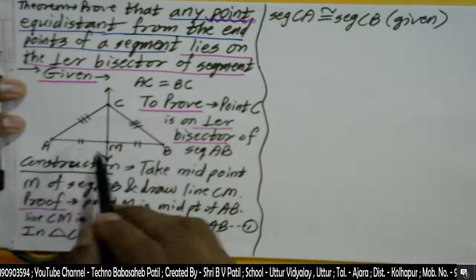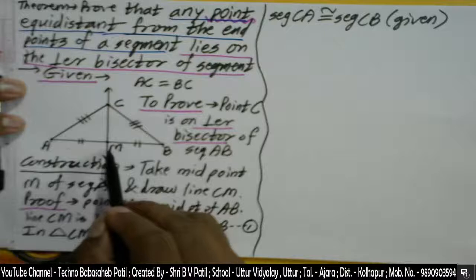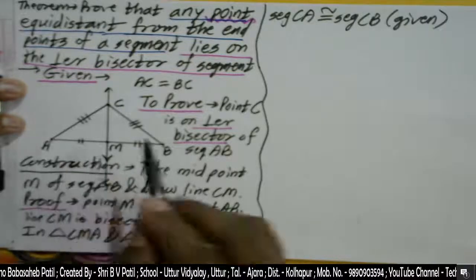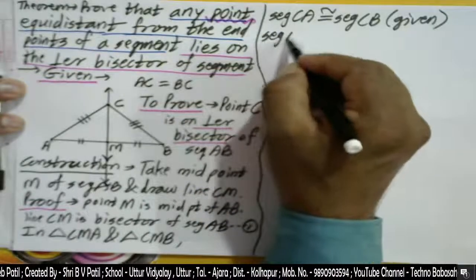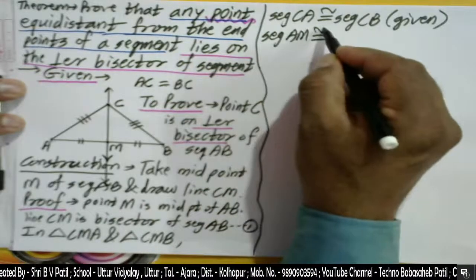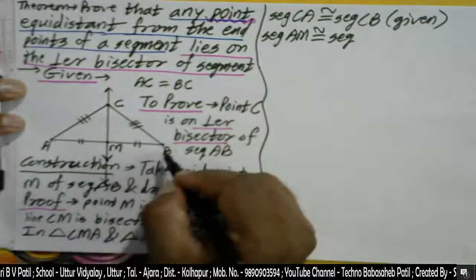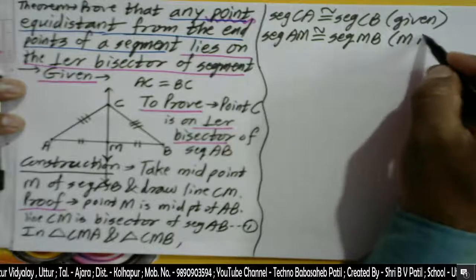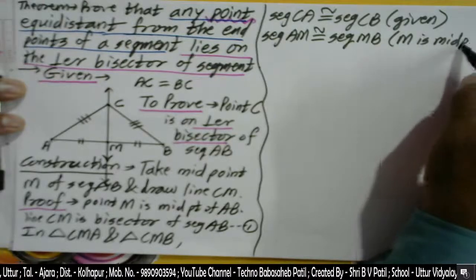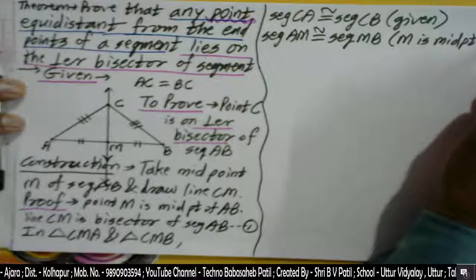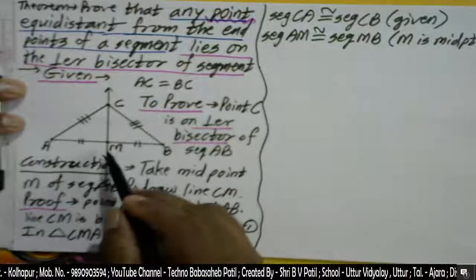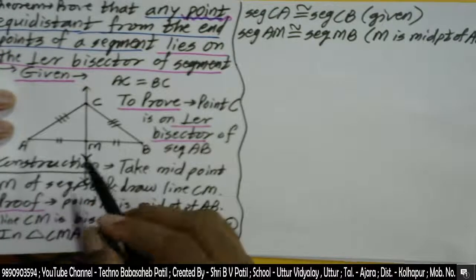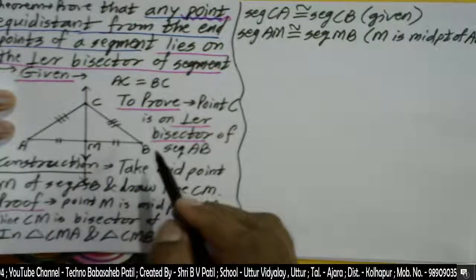Then the second condition is M is the midpoint, which means the two parts are congruent. Segment AM is congruent to segment MB, and the reason is M is the midpoint of AB. We can say that M is the midpoint of AB.